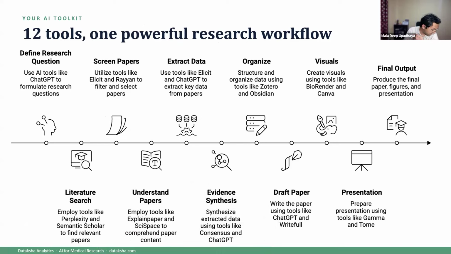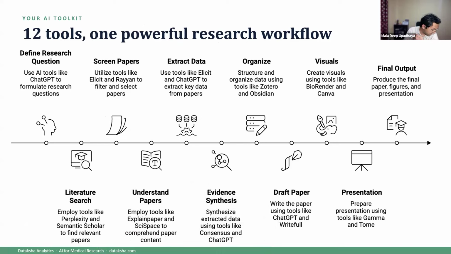And for drafting a paper, you can use ChatGPT, or there's another one that is very good called Writefull AI. For visuals, you can use BioRender or Canva, right? Or even Napkin.ai. For presentation, you will use Gamma or Tome. And for the final step, you will collect every output from these AI tools, and then you will present that. So that's the actual flow, right? So let's jump in and see a few examples.